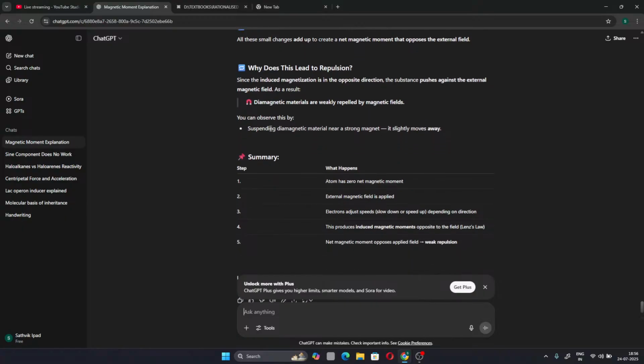Why does this lead to repulsion? Since the induced magnetization is in the opposite direction, the substance pushes against the external magnetic field. As a result, diamagnetic materials are weakly repelled by magnetic fields.